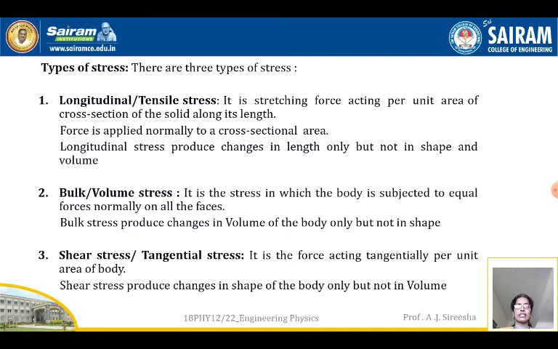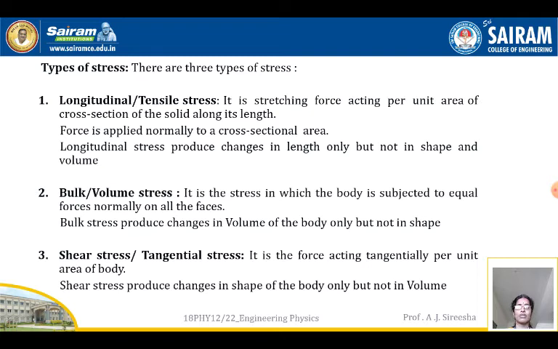Next is bulk or volume stress. It is a stress in which the body is subjected to equal forces normal on all the surfaces. That means like a balloon filled with air. Now for the same balloon, fill it with water and make some holes in the balloon. When you apply force to the balloon which has water with pores, what will happen? Water starts coming out. So this is called a volume stress.